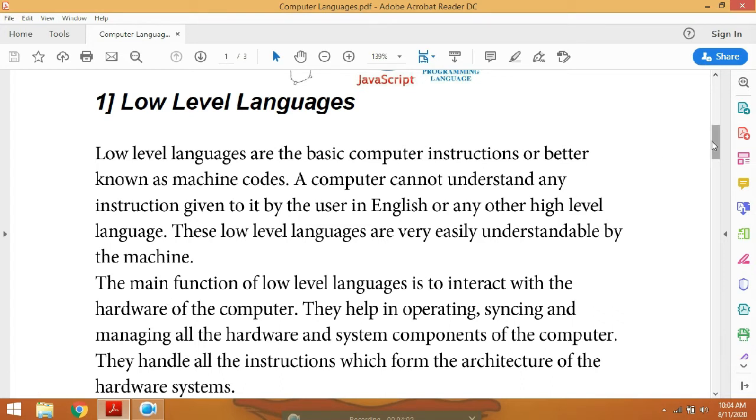Now suppose we give the instruction to the computer in English. That is not understood by the computer. It is first converted into machine language, then that message is conveyed to the computer, and that converted message is understood by the computer. To make it understandable, let's take an example.